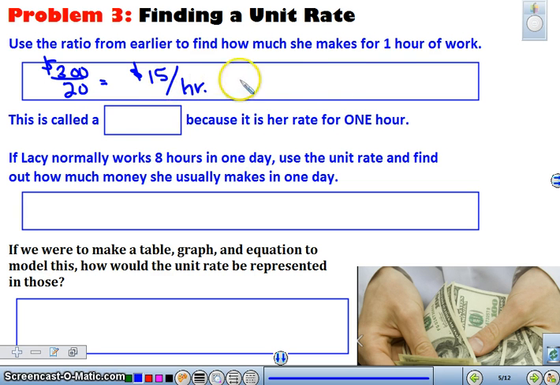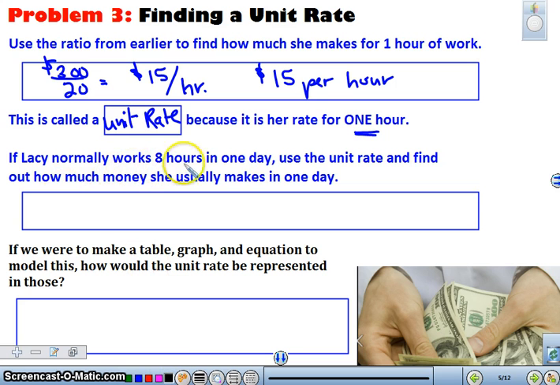So a lot of times you might write it this way. Sometimes you're going to see it written out $15 per hour. This is called our unit rate. We are talking about that. So this is our unit rate because it is her rate per 1 hour.